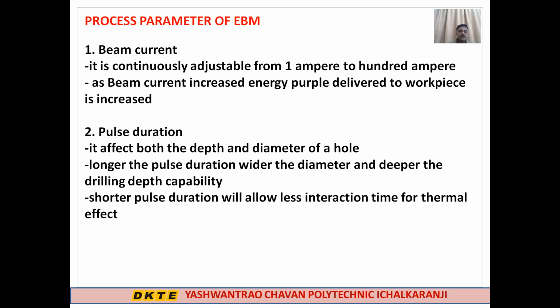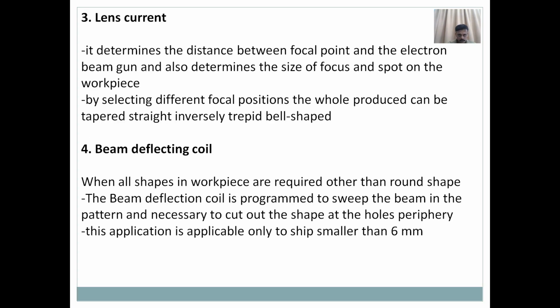The longer the pulse duration, the wider the diameter and the deeper the drilling depth capability. A shorter pulse duration allows less interaction time for the thermal effect. That means if the pulse duration is longer, we get more thermal effect on the workpiece, and if the pulse duration is short, we get less thermal effect.